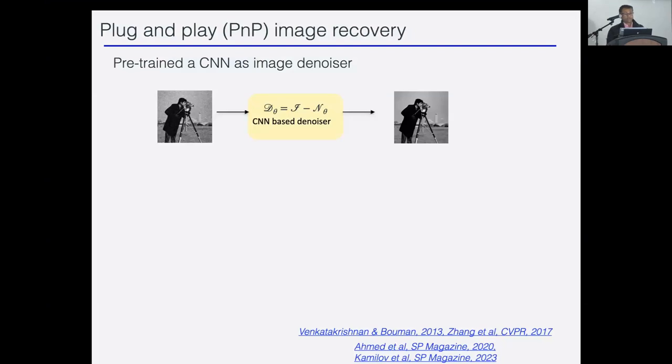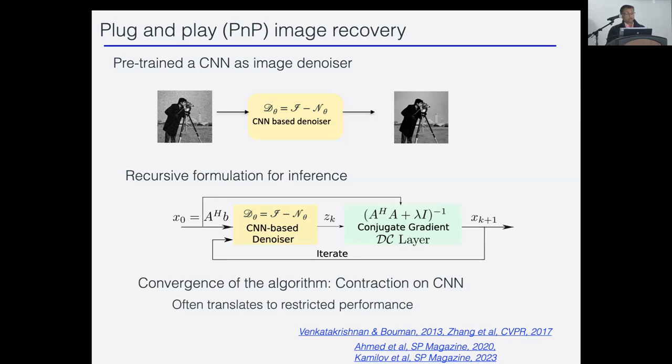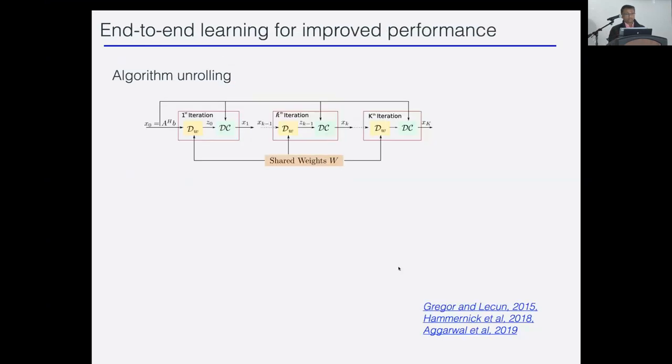So based on this intuition, the plug-and-play method was introduced. They basically replaced the denoiser by a CNN-based denoiser, and you have a recursive formulation for inference, and there are nice guarantees for the convergence of the algorithm. So there's a small catch here. For the convergence of this algorithm, we require the CNN to be a contraction, and this often translates to restricted performance compared to some of these later methods.